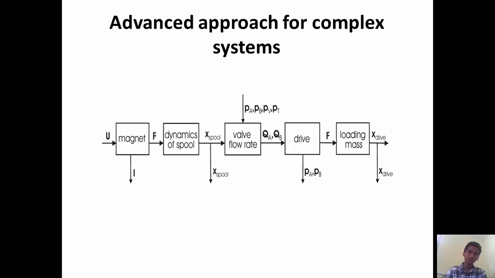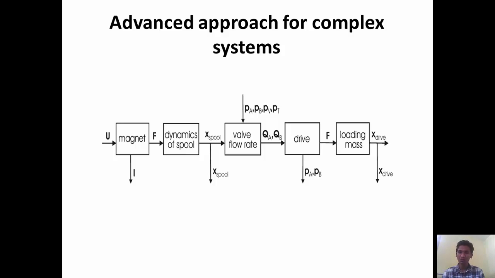Second, as I said, is the advanced approach for the complex system. Here we deal with five components of the system: magnet, dynamics of the tube, valve flow rate, drive, and loading mass. Each gives its own description: the magnet will identify the particles in the oil, the dynamics of the fluid, how low the valve flow rate is, what drive will be used, and what the mass is, how much load it can carry.